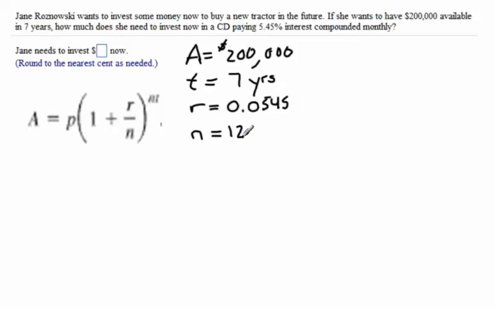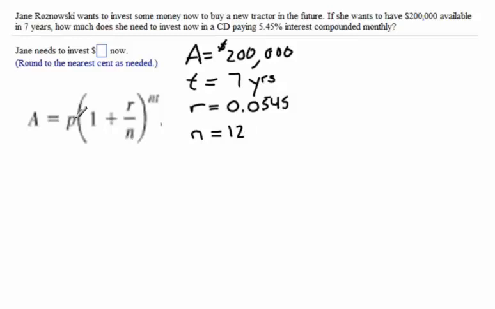Now in this problem we do not know P, which is the initial principal for the CD, and that is what we are solving for. So one thing you could do is input all these values and then solve for P in the formula, or you could solve for P first and then input all the values for the letters in the formula. And that's what we're going to do.